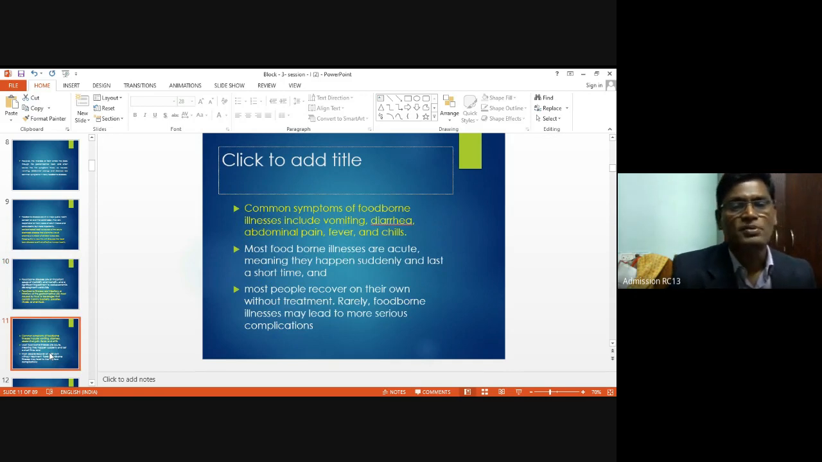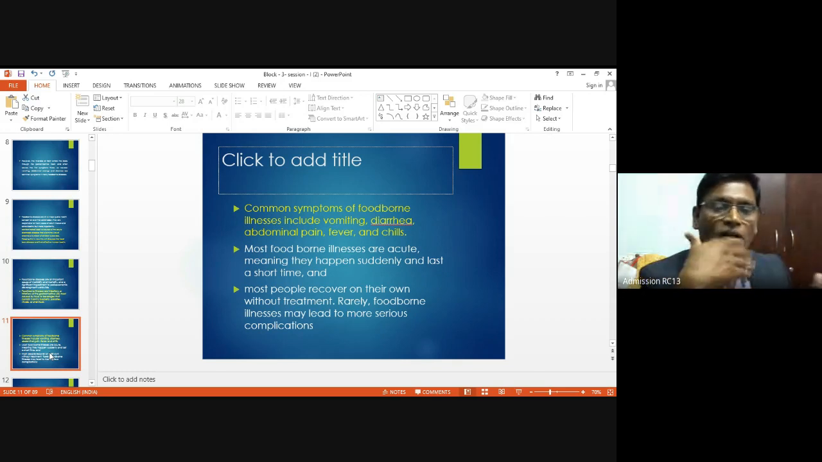The common symptoms of foodborne disease include vomiting, diarrhea, abdominal pain, fever, or chills. These are the common symptoms one can exhibit after food poisoning. Most foodborne illnesses are acute, that means a sudden expression of symptoms, what we call acute symptoms, meaning they happen suddenly and last a short time.